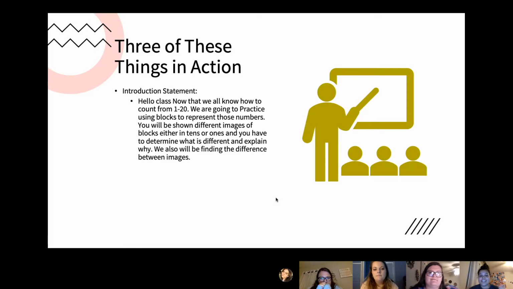Okay, so we're out of teacher mode. 36 action. So my introduction statement would be, hello class, now that we all know how to count from 1 to 20, we're going to practice using blocks to represent those numbers. You'll be shown different images of blocks, either in tens or ones, and you'll have to determine what is different and explain why. We'll also be finding the difference between the images.